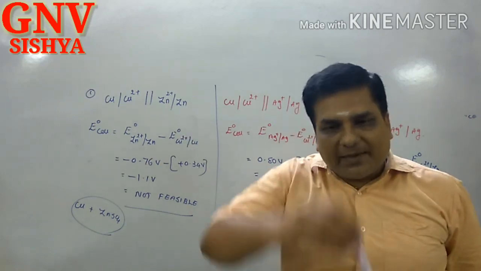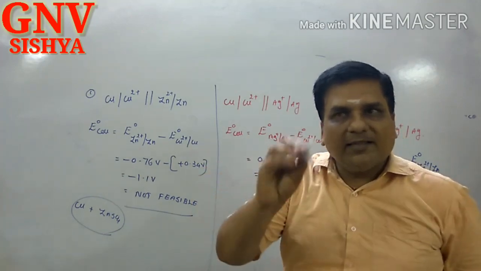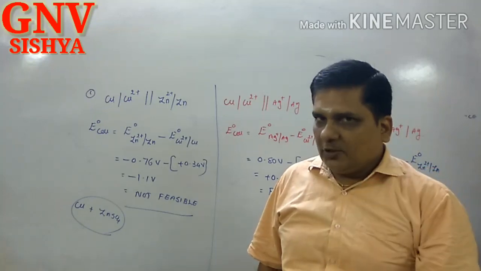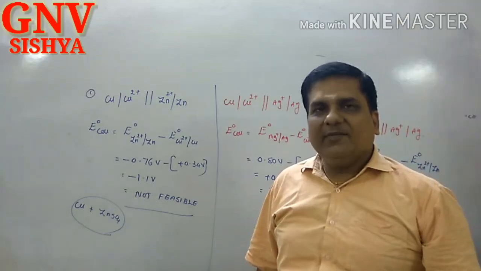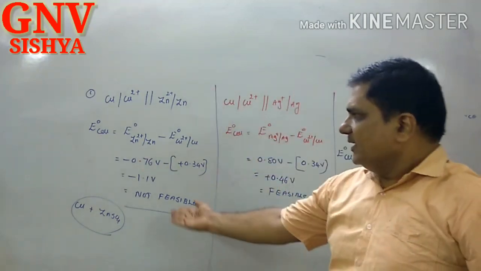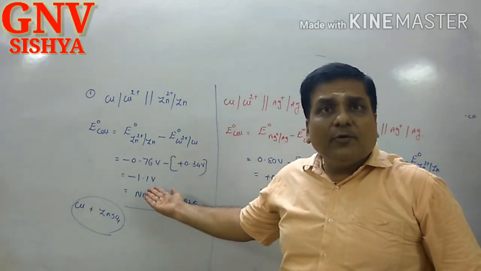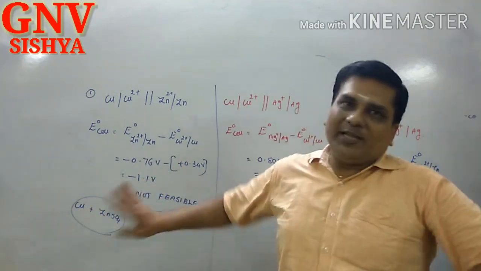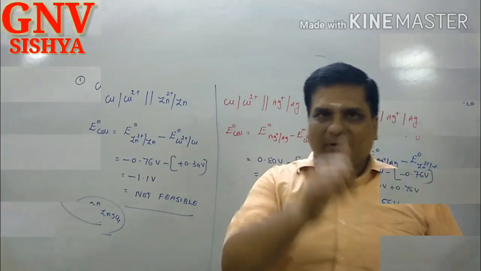Zinc sulfate solution can be stored using a copper rod. The answer is this. First, copper is less electropositive. For that, half a mark or 1 mark will be given. Then you have to prove it via EMF. Look, EMF is minus 1.1 volt. Negative, the cell is not feasible. Hence, you can store it. Okay.